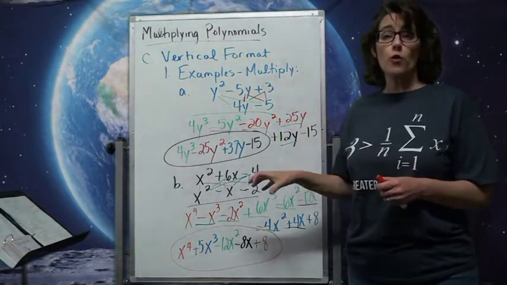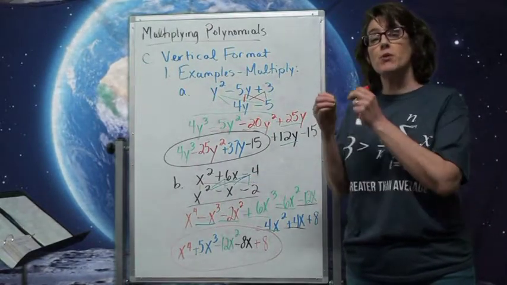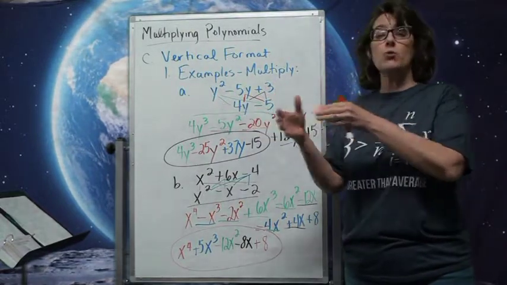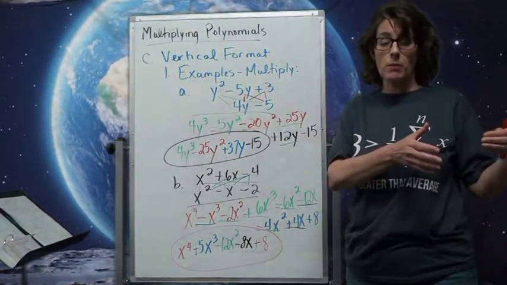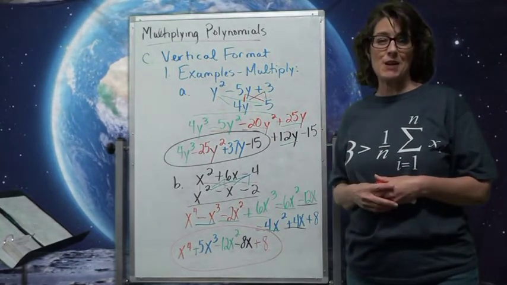So even in vertical format, the idea is when you're multiplying polynomials, you distribute every single term from the first polynomial to every single term in the second polynomial. Use your laws of exponents to multiply, and then just simply combine up like terms after that.